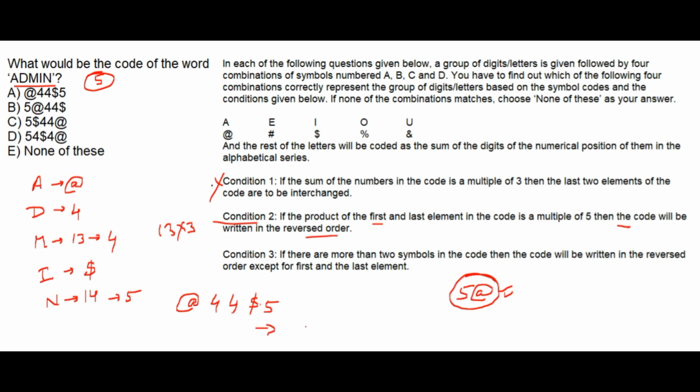So what will be the code? All the elements of the code will be written in the reversed order. So it will be 5 dollar 4 at the rate. So that will be our final answer. So now come to the options. Which option is correct? 5 dollar 4 at the rate. So option number C will be the correct answer.